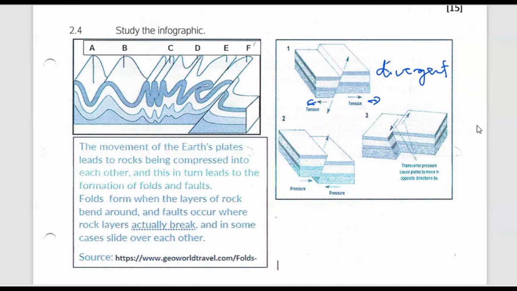Then at 2, if you check here, the arrow and the arrow, it means there's convergence. Then if you check here, the arrows are indicating that direction and that direction. They are sliding past each other, which we call transform. So this is a divergent fault, this is a convergent fault, and this is a transform fault.